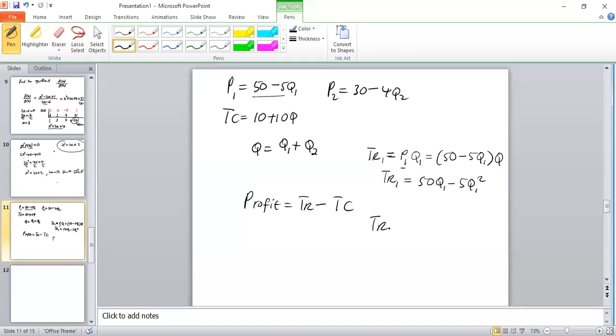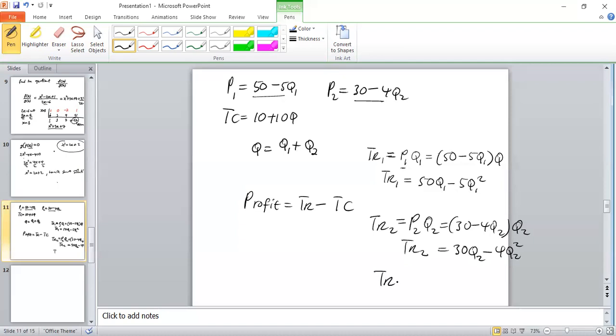Then total revenue 2 is equal to price 2 times quantity 2. Price 2 we've been given as 30 minus 4Q2, in brackets. Then multiplied by Q2, which will be 30Q2 minus 4Q2 squared. So that is total revenue 2.